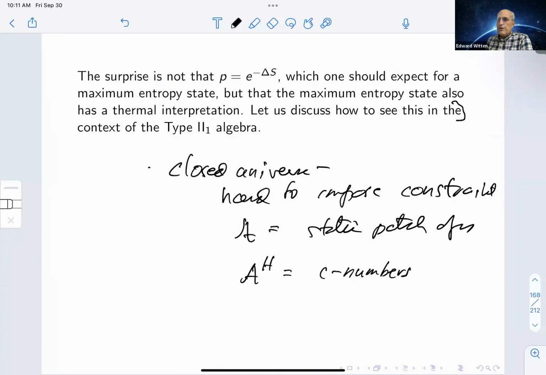I gave one explanation of what it means, namely you're considering a code subspace of states that include an observer, even though the observer in principle is described by the system. But two, in a closed universe with gravity, you shouldn't expect to be able to ignore the fact that the observer is part of the system.